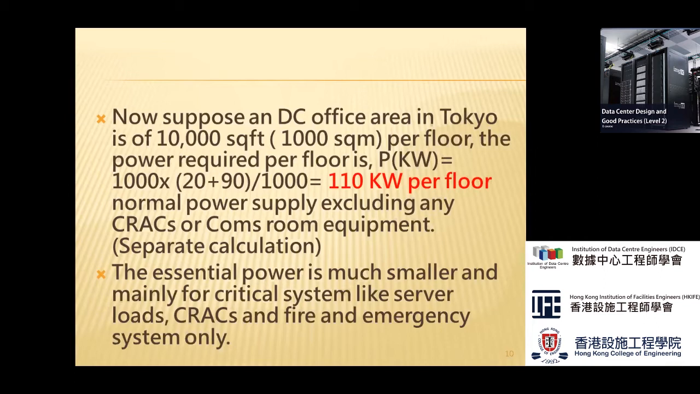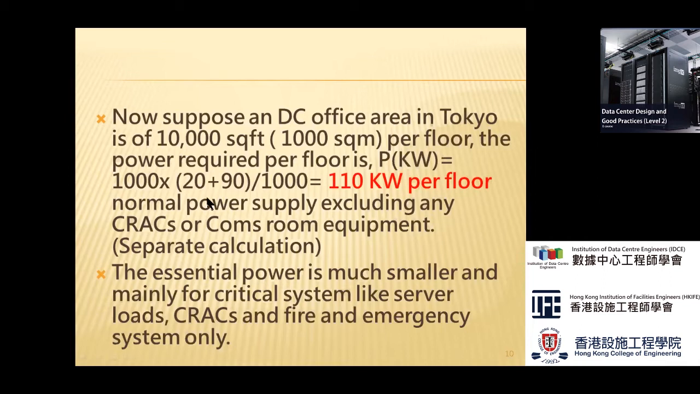So the power required per floor, because it's in kilowatts, with the 1,000 square meters, is 20 watt for lighting and 90 watt for air conditioning, not counting the server room, just the office area. You can divide by 1,000 to make it a kilowatt.